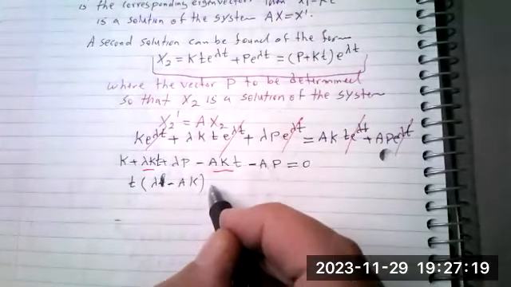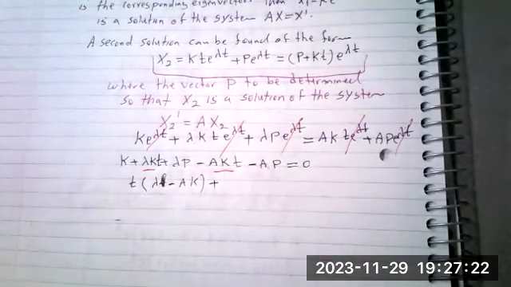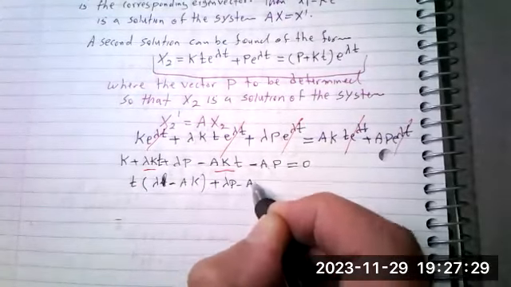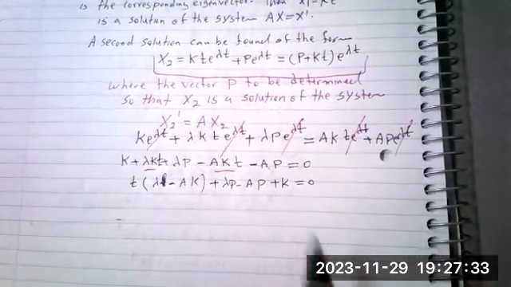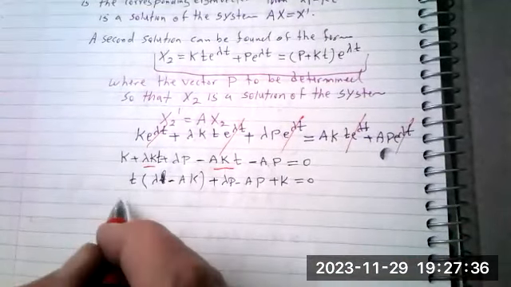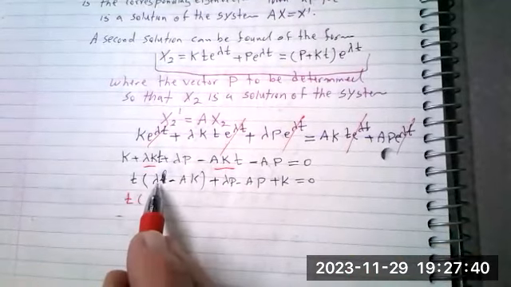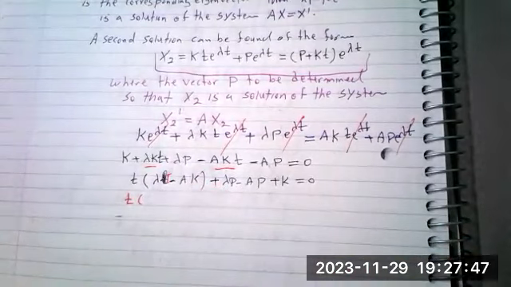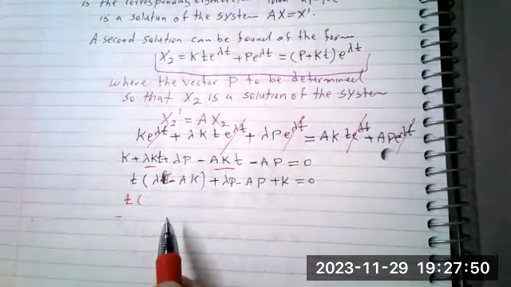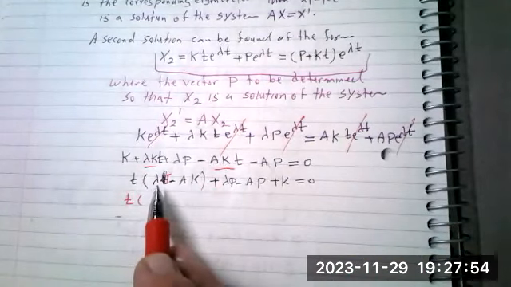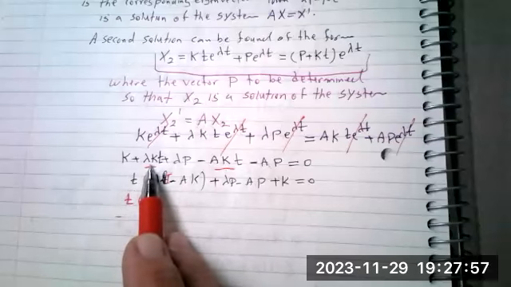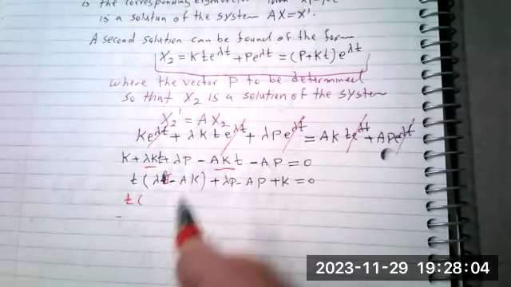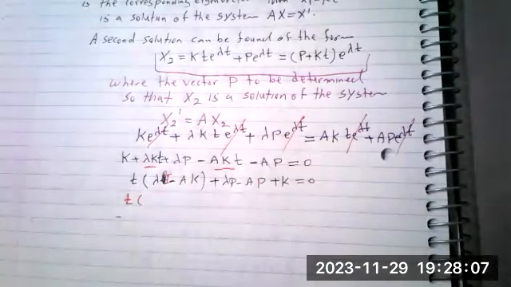The leftover is going to be, I just want to factor these. Okay, let's write it down. So it's going to be lambda P minus AP plus K equal to 0. Let's do a little bit more. So we have the t over here. You cannot write lambda because this is a vector, so you have to write lambda I here. Factor out the t, so that gives you lambda K I.